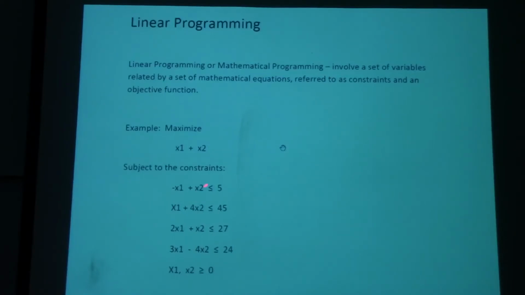But because it's less than or equal to, it means all the space under that line. So the inequality defines what we call a half plane, not just a line, because it's not equal to. It's a half plane. It's everything underneath that line. And if you look at this one, this is x1 plus 4 x2 less than or equal to 45.